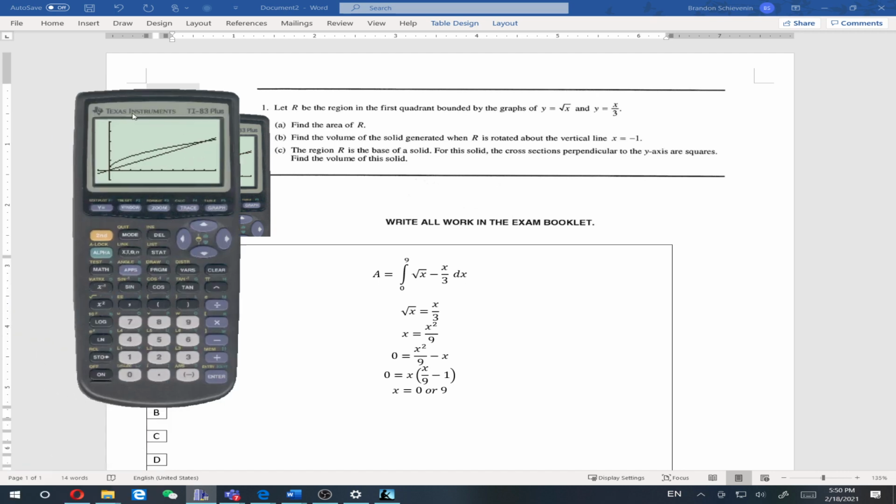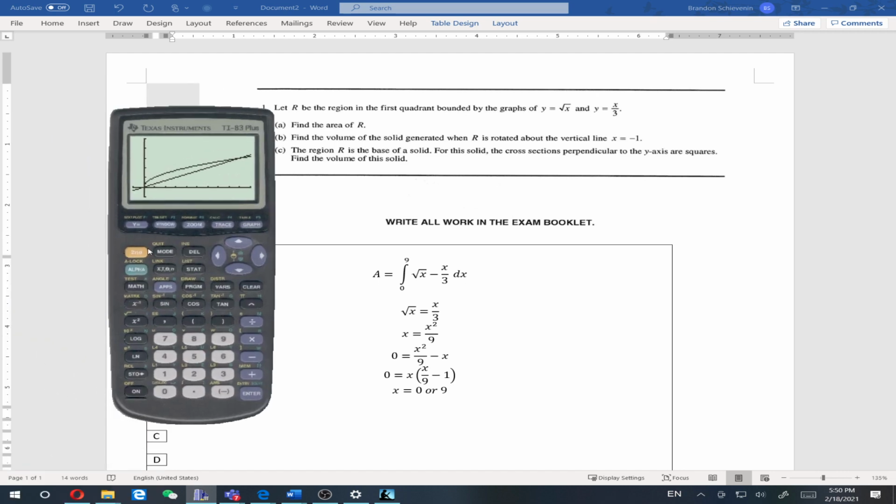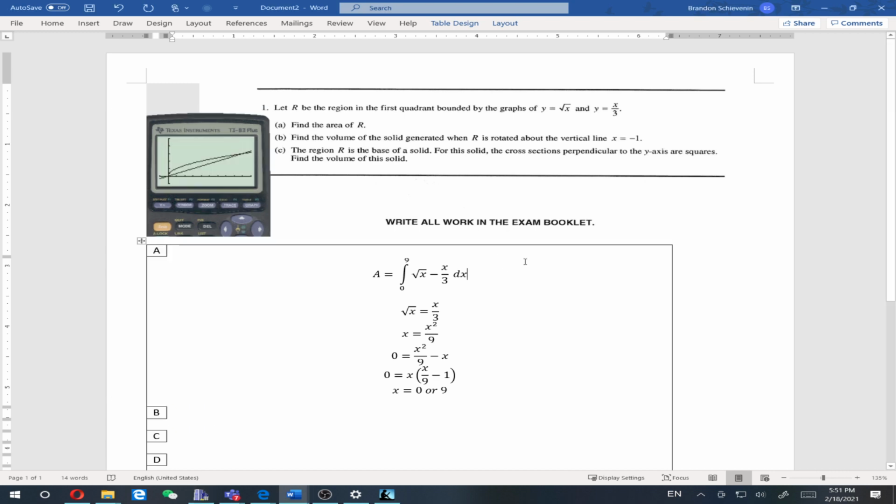So I'll type that in a graphing calculator. If we integrate the square root of x minus x over 3, which one's which? Square root of x is right now my y1. Let me close that off so I can use that. This is variables, y variables, function y1 minus variables, y variables, function y2 in terms of x from 0 to 9. Okay, so we've got 4.5 for our area.